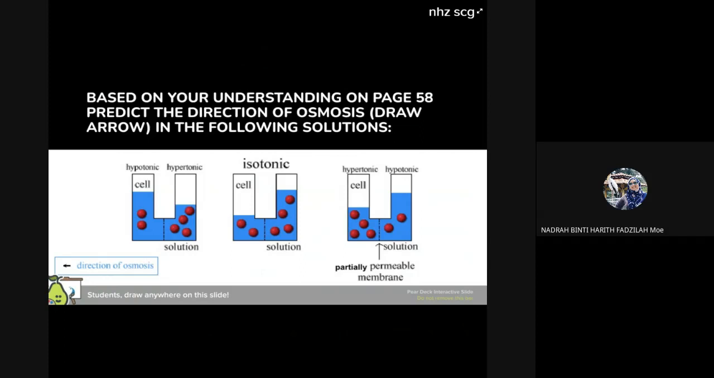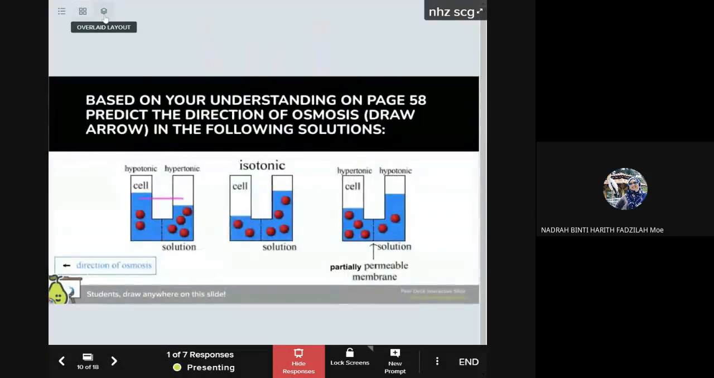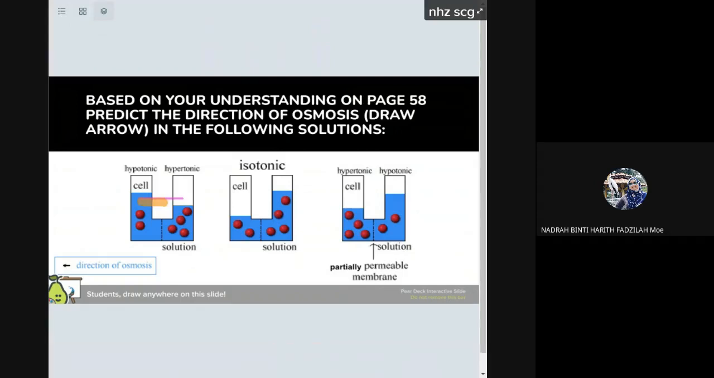Okay, I don't understand solute concentration and water potential. What is the difference? Okay, good question. I will discuss about that. Pada rajah ni, let's take a look at this one. Draw dulu what is the direction of water movement. Nanti saya explain dia punya movement tu ya.